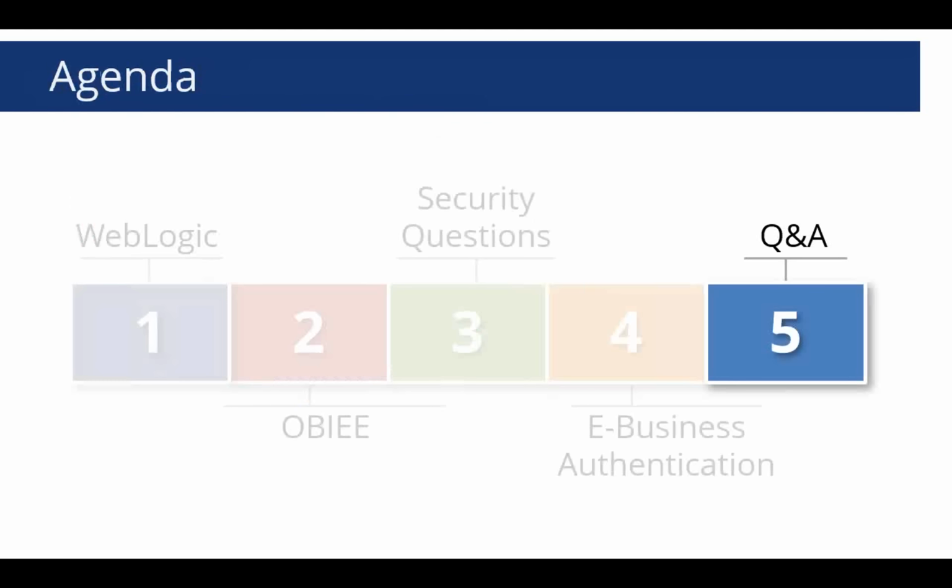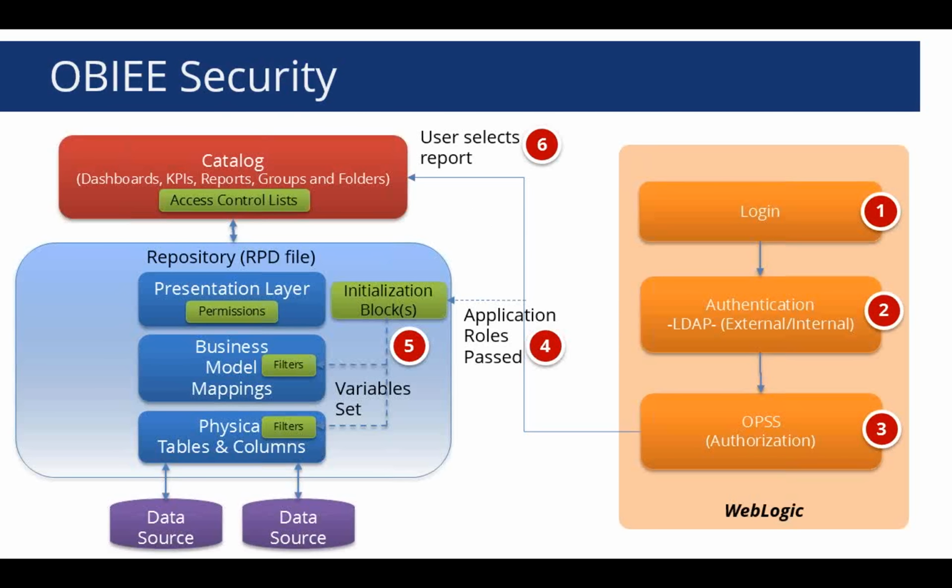So before we get to some questions here, I just wanted to go through a summary slide. What we talked about first was WebLogic. The user logs into WebLogic. They're authenticated either externally or internally with LDAP. The first layer of authorization is then occurring in the Oracle Platform Security Services. For example, do they have access to OBIEE? What then is happening is that the application roles, that identity that was authenticated, is passed to OBIEE.